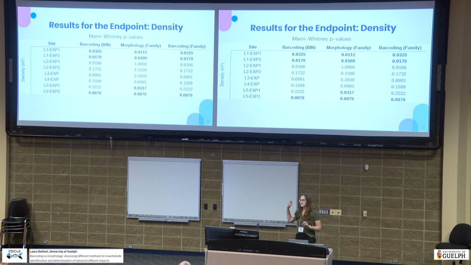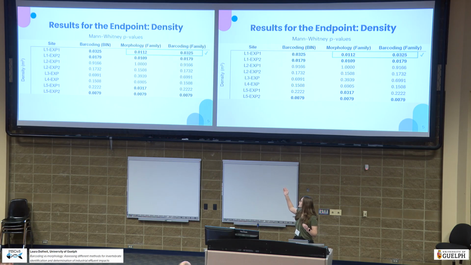So our results. There's a lot to look at here, but what I want you to pay attention to is each row here is one of our sites, and our columns that I want you to focus on are these 2 over here. So our first is our family level identification done using morphology. The other one is done using barcoding. And what we wanted to see is when we determined if there was a significant difference between reference and exposure sites, would we see the same conclusions using both of these methods?